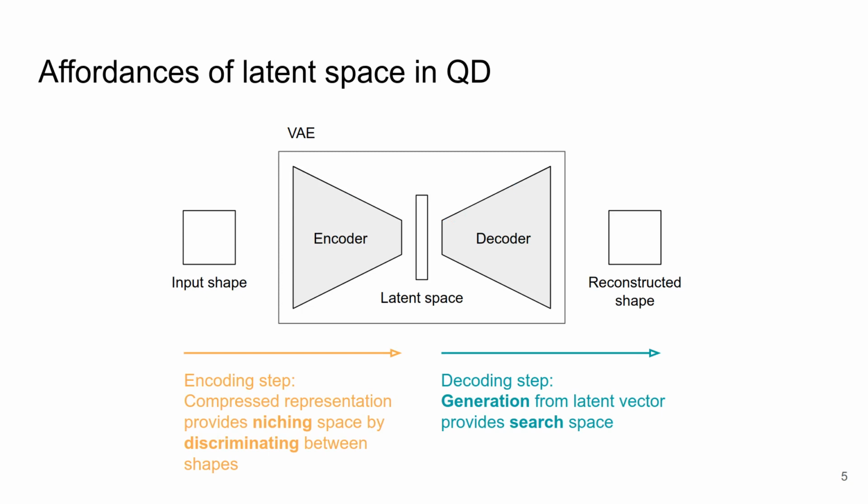So what are the affordances of a latent space in QD? A VAE very simply consists of an encoder and a decoder part, where the encoder takes an input shape and projects it into a low-dimensional latent space. The latent space is then used as an input to the decoder to reconstruct the shape that we input in the beginning during training. The encoding step can be used as a compressed representation that provides us with a niching space by discriminating between two shapes. If we enter two shapes into the encoder, we get two different parameter tuples that we can measure distance on. We can also use the decoding step to generate a shape from a latent vector, which provides us with a search space. So we have a niching space through the encoder and a search space through the decoder.